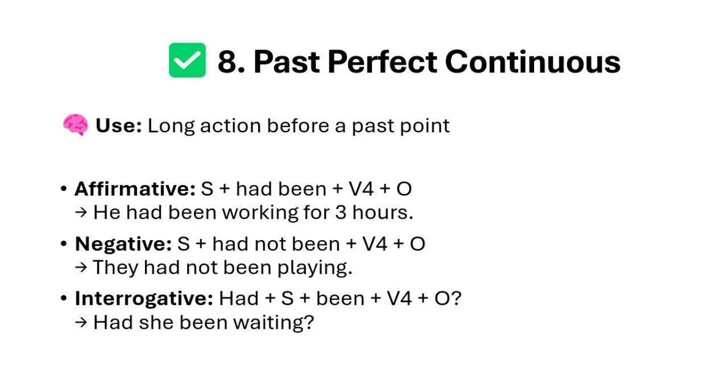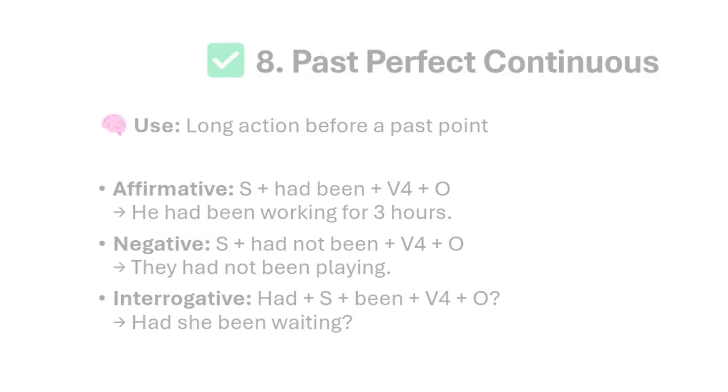Now see affirmative sentence structure. Subject plus had been plus fourth form of verb plus object. Example, he had been working for 3 hours. Negative sentence structure. Subject plus had not been plus fourth form of verb plus object. Example, they had not been playing. Now see the interrogative structure. Had plus subject plus been plus fourth form of verb plus object. Example, had she been waiting.